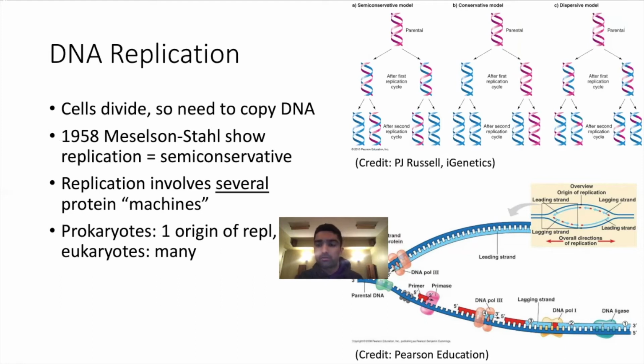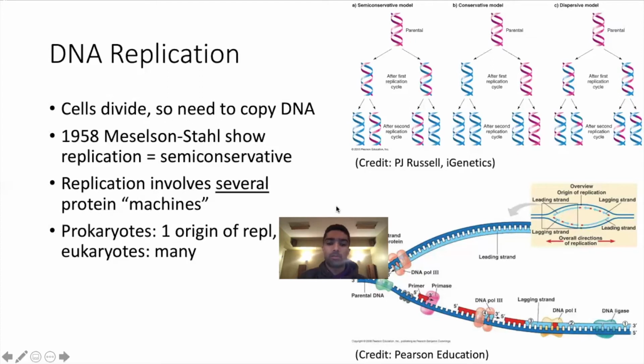Then there was a conservative model, which is that the initial parental strand remains intact after copying, and a completely new double-stranded piece of DNA is created. And then there was a dispersive model, which proposed that there were pieces of new and old DNA in both strands after replication. And I'm not going to talk about the details of the Meselson-Stahl experiment, but it's good enough to know for you right now that they proved that replication is semi-conservative. And if you want, you can look at the details of that experiment online in your own time.